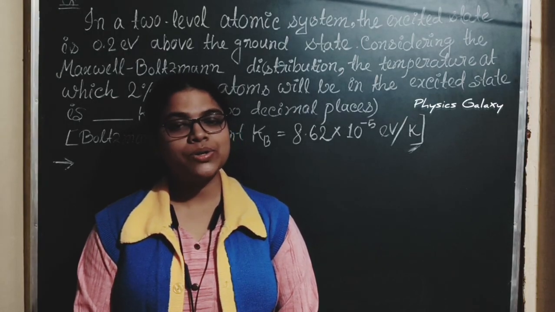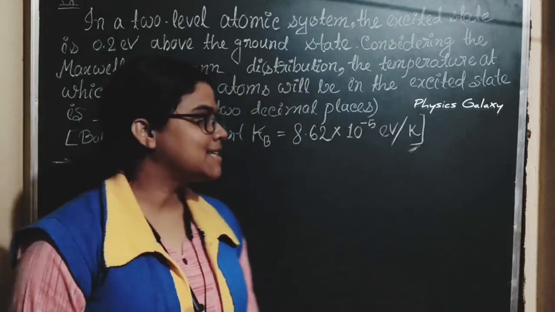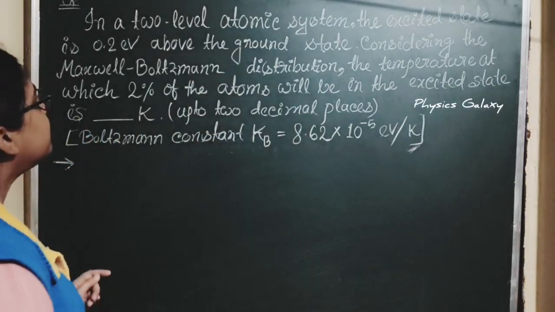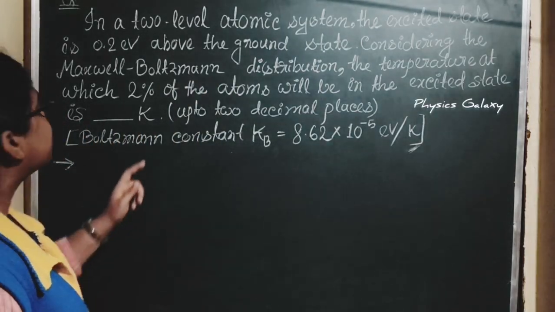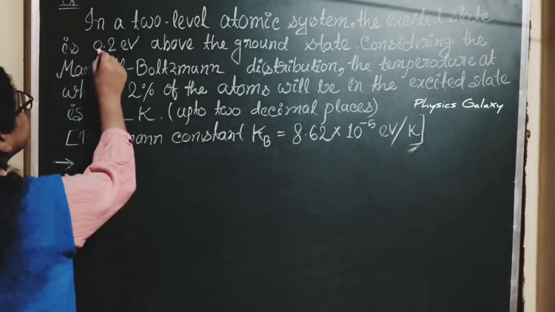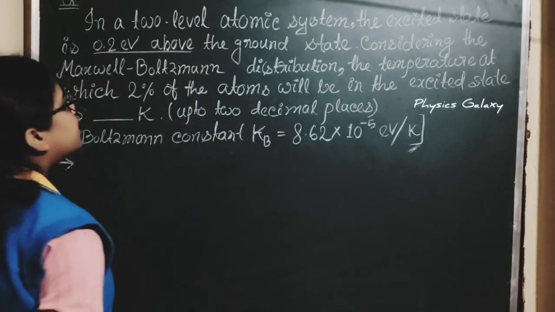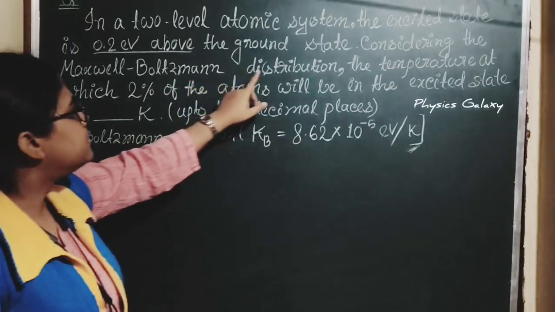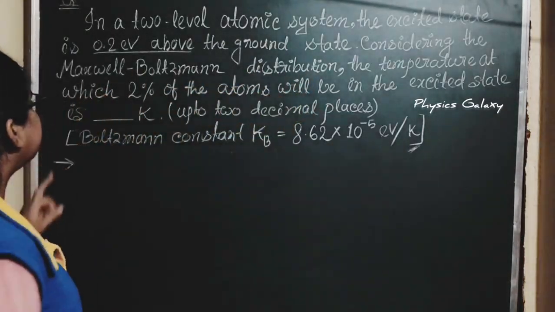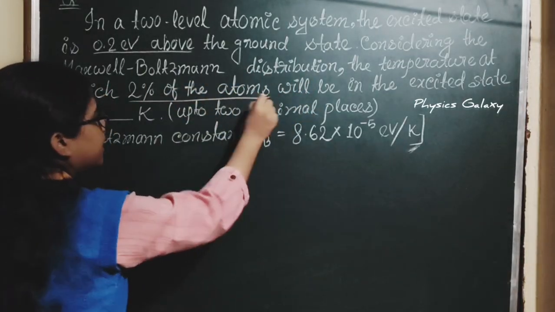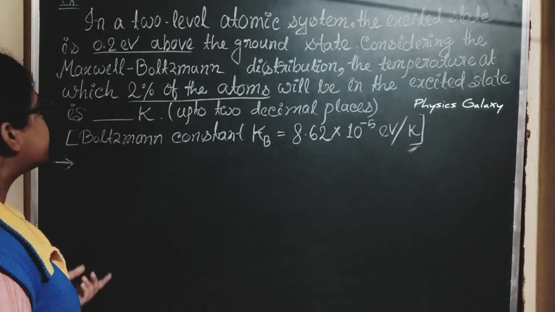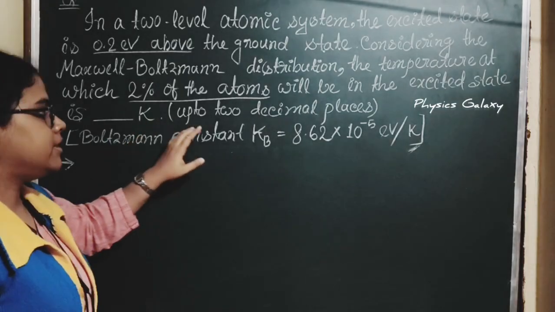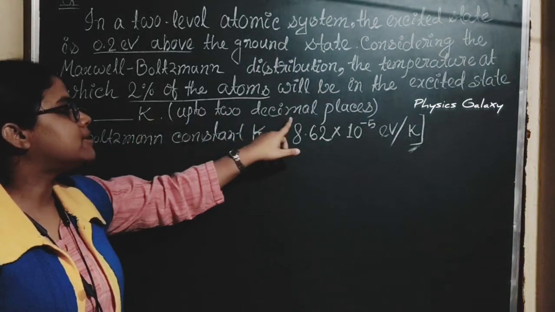This is also a problem of thermodynamics that says in a two-level atomic system, the excited state is 0.2 eV above the ground state. Considering Maxwell-Boltzmann distribution, the temperature at which 2% of the atoms will be in the excited state is dash Kelvin up to 2 decimal places.